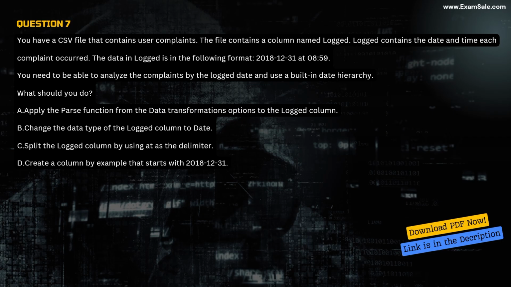What should you do? A. Apply the parse function from the data transformations options to the logged column. B. Change the data type of the logged column to date. C. Split the logged column by using "at" as the delimiter. D. Create a column by example that starts with December 31st, 2018. Correct answer C. Split the logged column by using "at" as the delimiter.